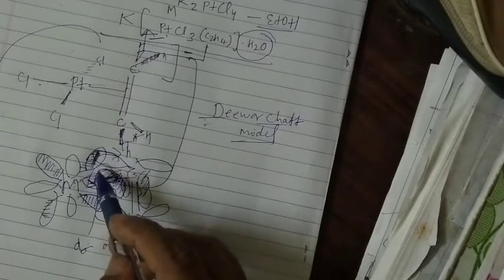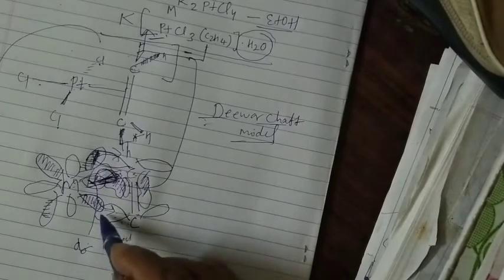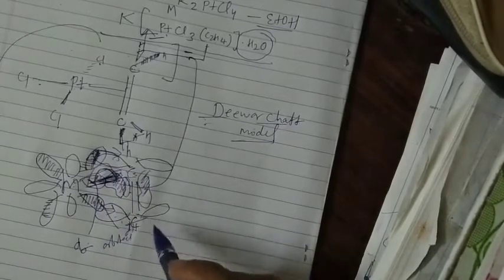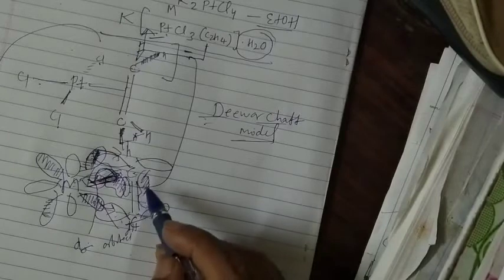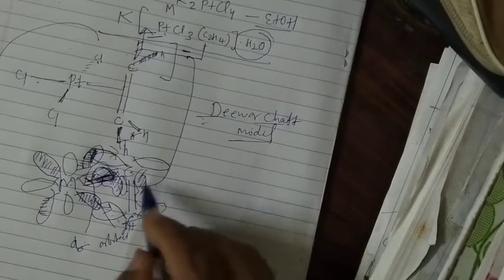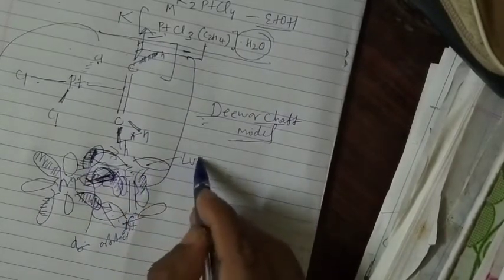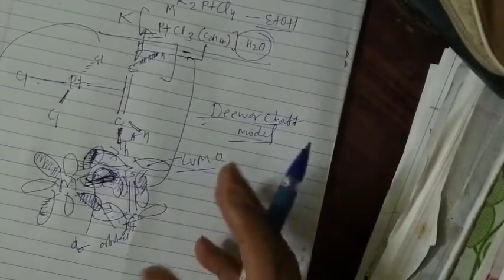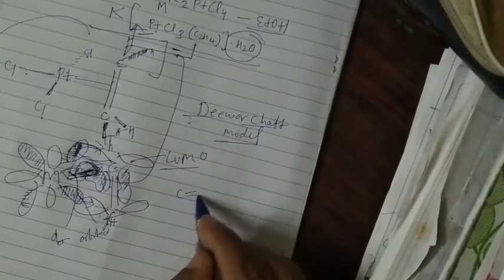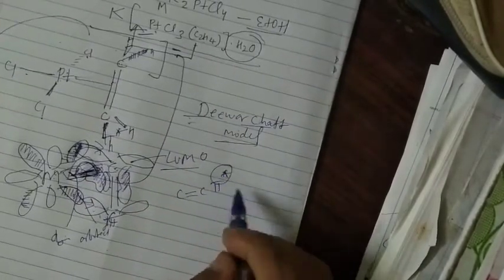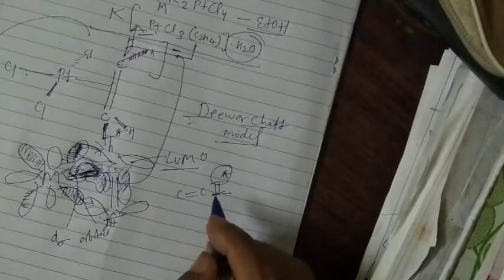So these are the d pi orbitals. This back donation will be from the d pi orbitals. By d pi orbitals, the back donation will go to the LUMO, the lowest unoccupied molecular orbital of the carbon-carbon double bond, which we term the pi star.